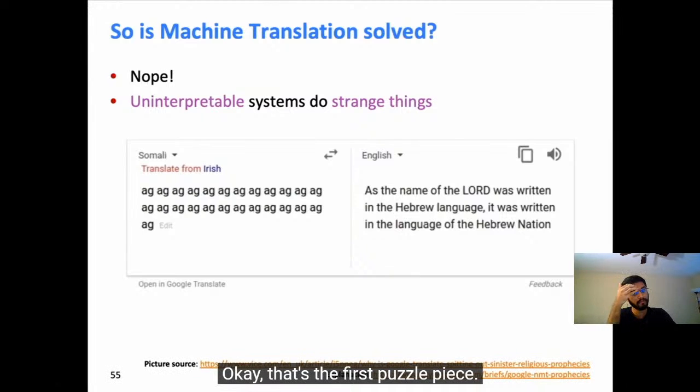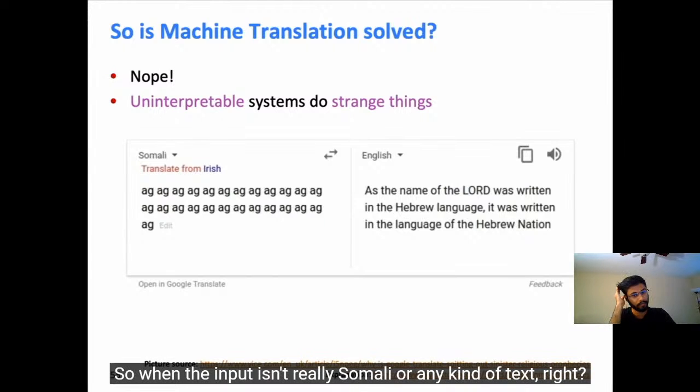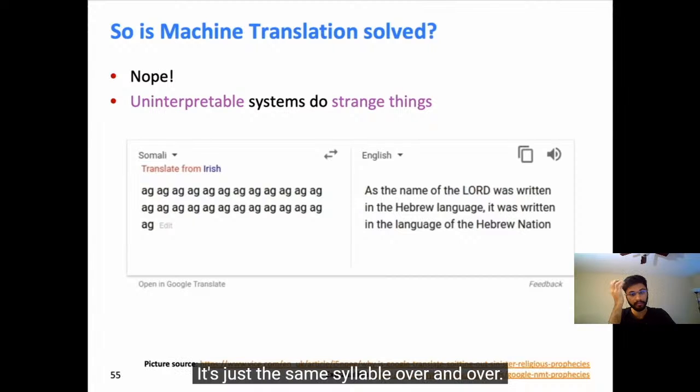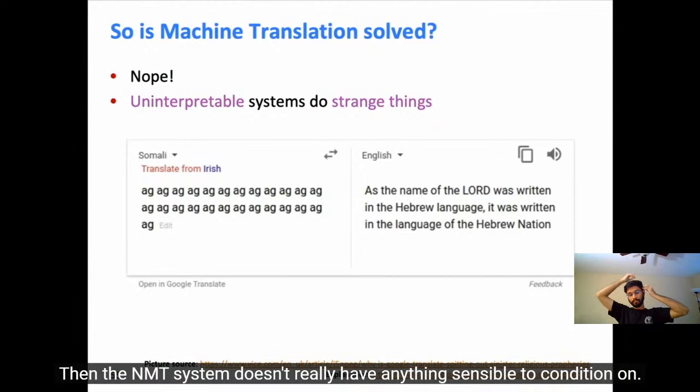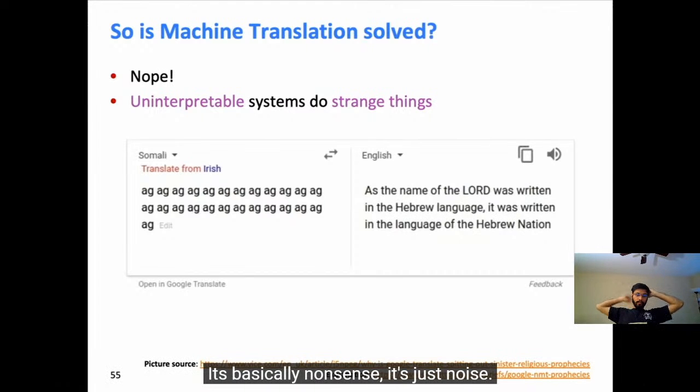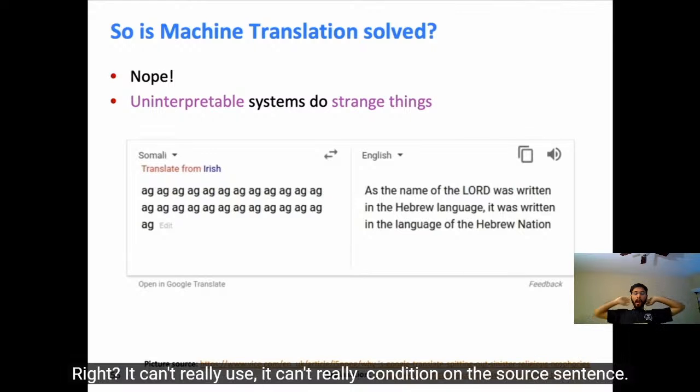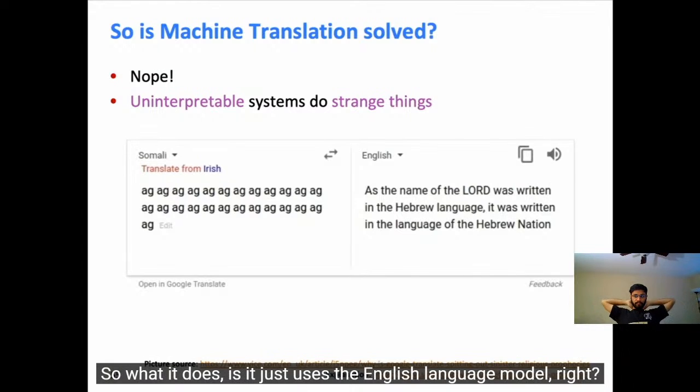Okay, so that's the first puzzle piece, but the other puzzle piece is the nonsensical input. So when the input isn't really Somali or any kind of text, it's just the same syllable over and over, then the NMT system doesn't really have anything sensible to condition on. It's basically nonsense, it's just noise. So what does the NMT system do? It can't really condition on the source sentence. So what it does is it just uses the English language model.